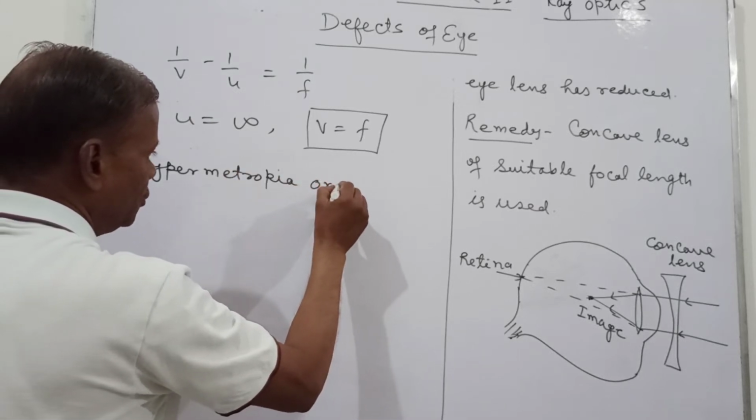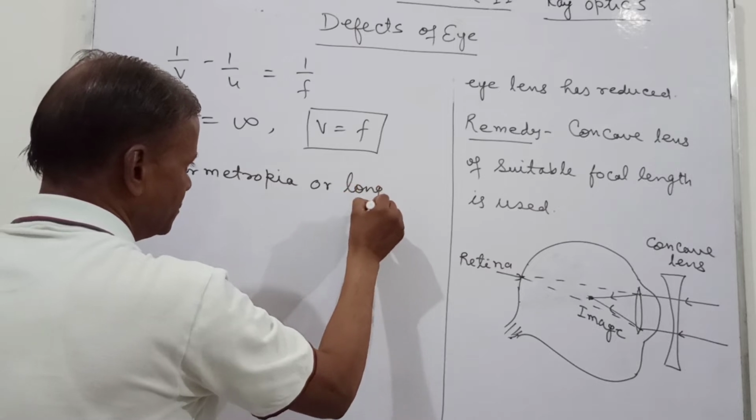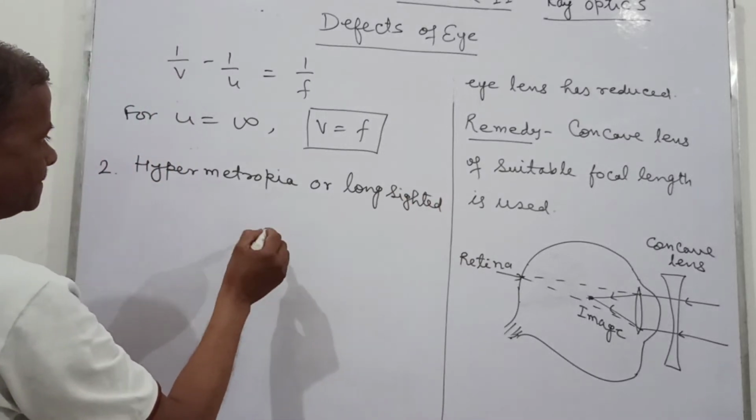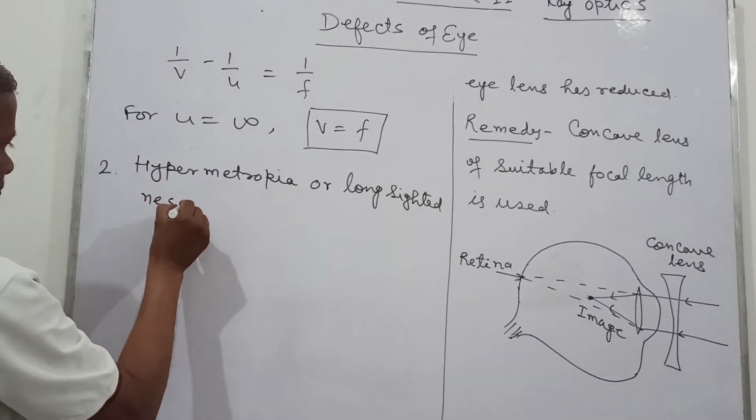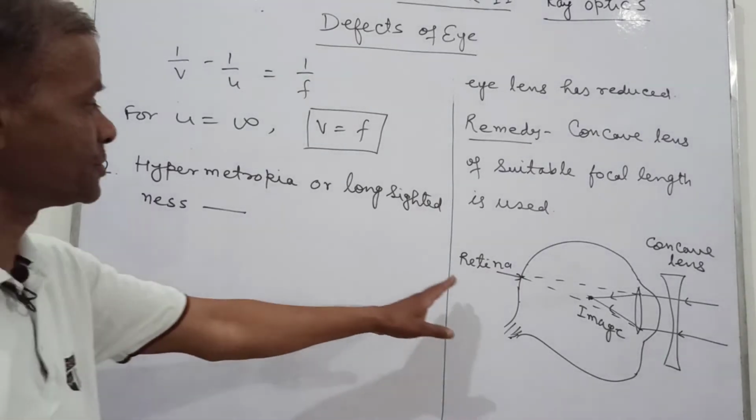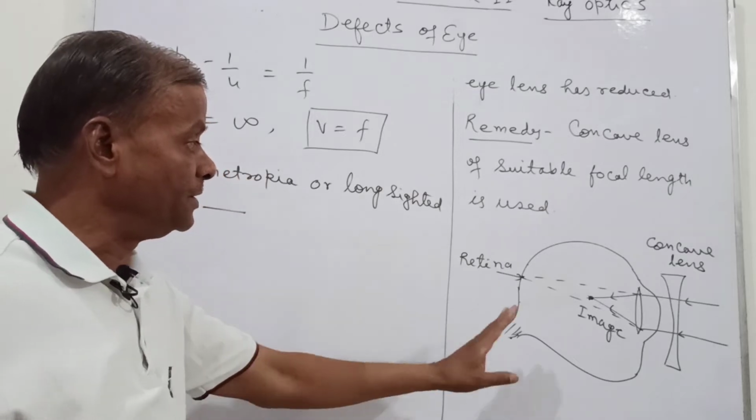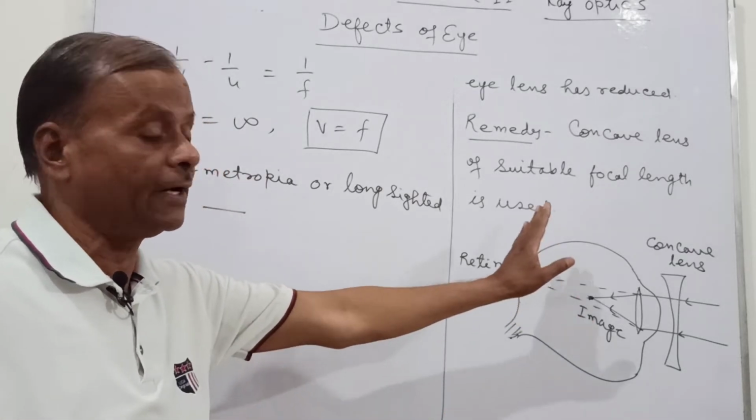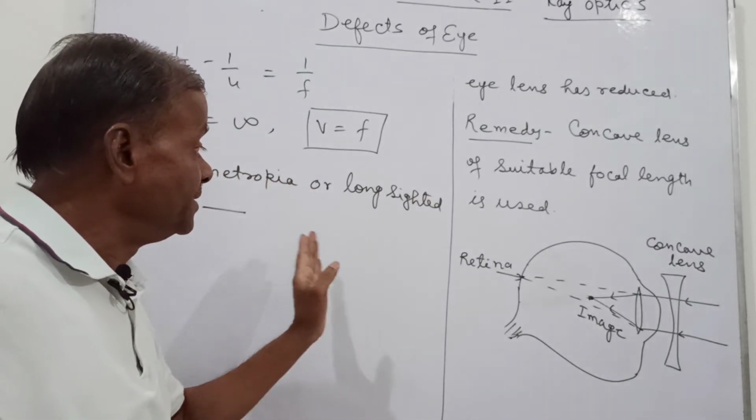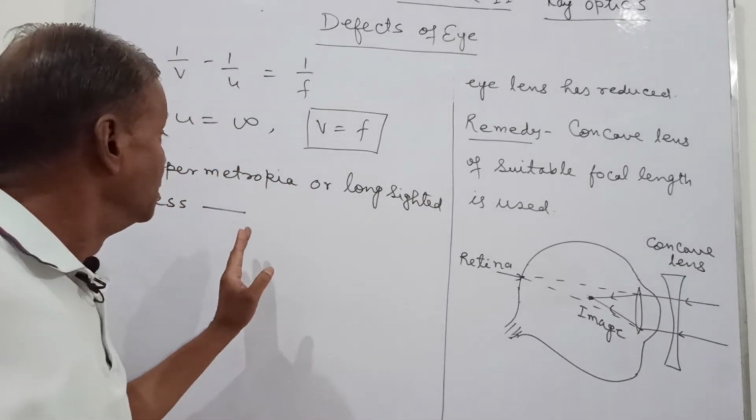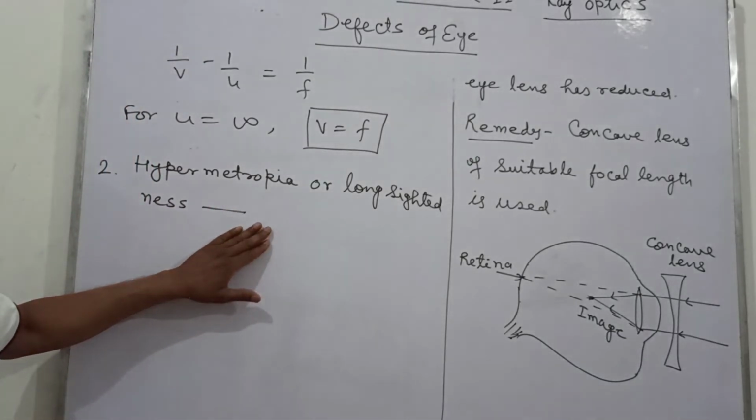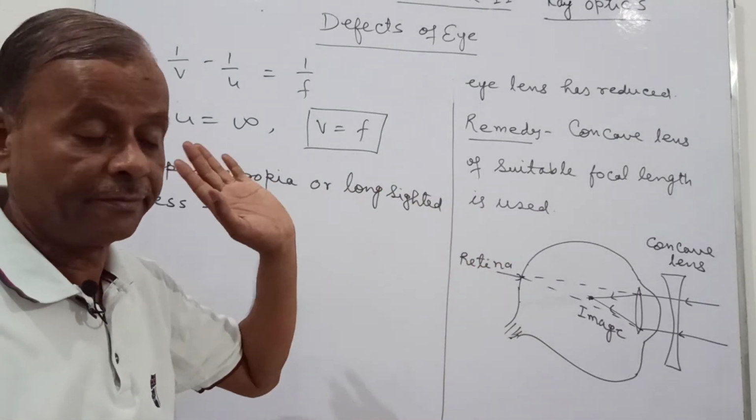Now number 2: hypermetropia, or long-sightedness. This is just opposite to myopia. In myopia, the near objects are visible, but far objects are not visible. And in hypermetropia, the near objects are not visible, but far objects are visible.